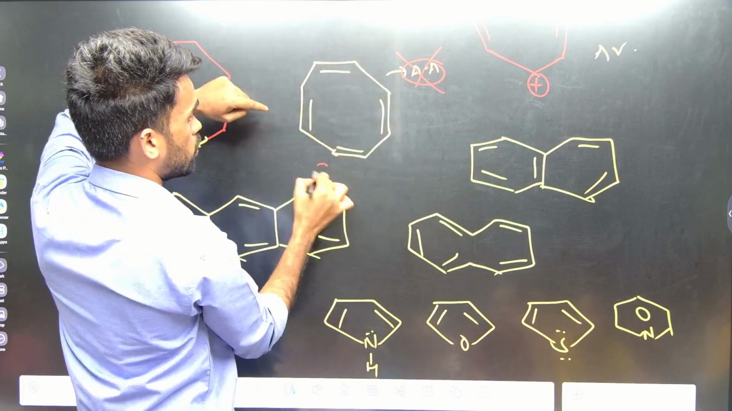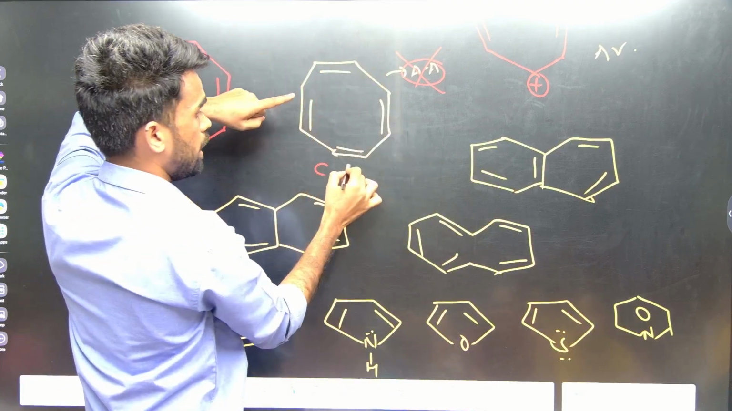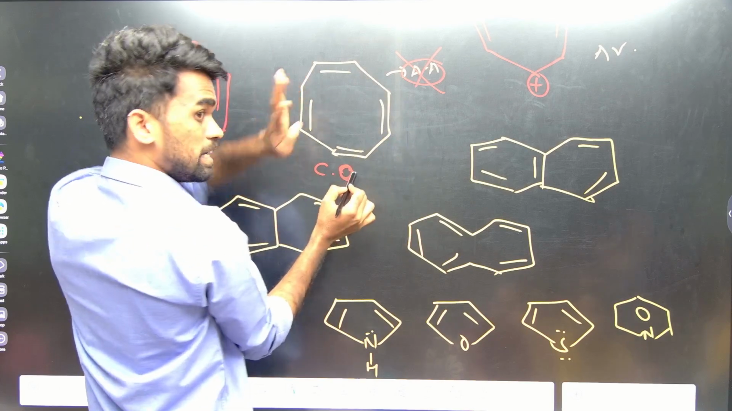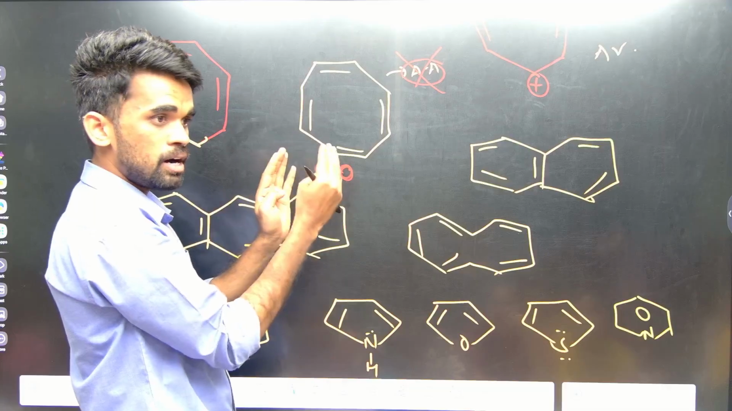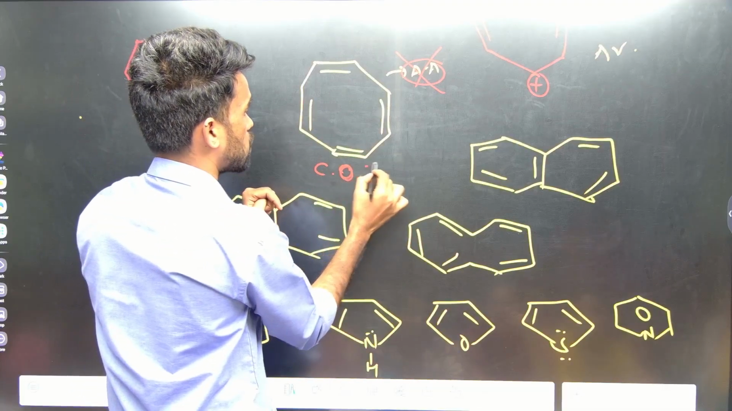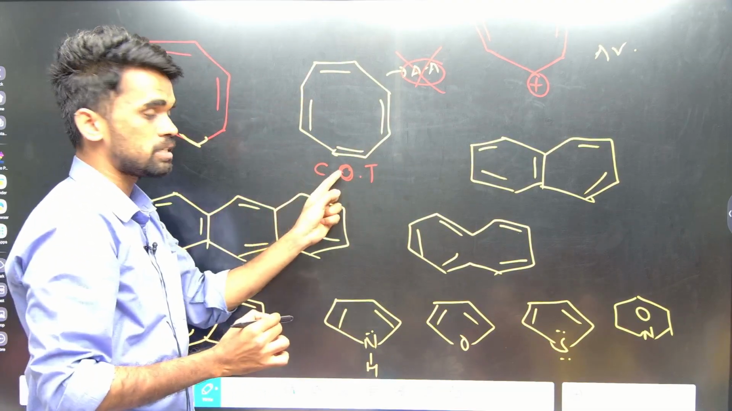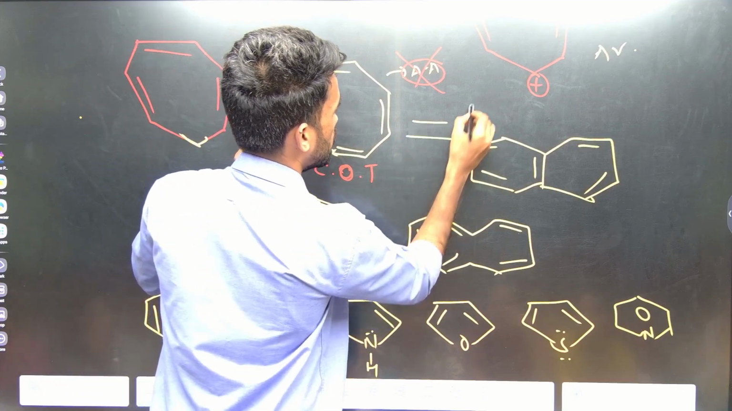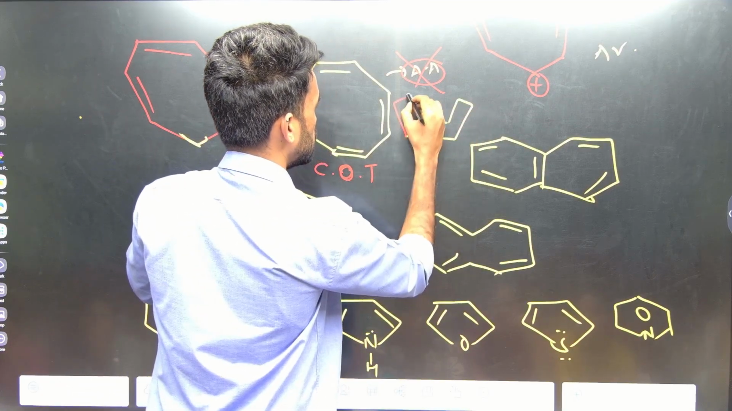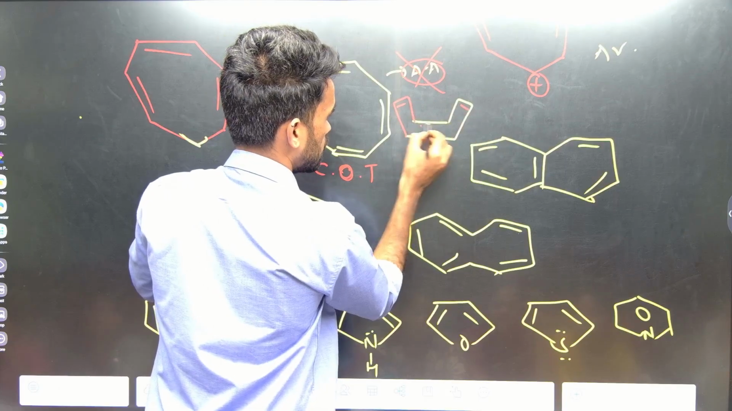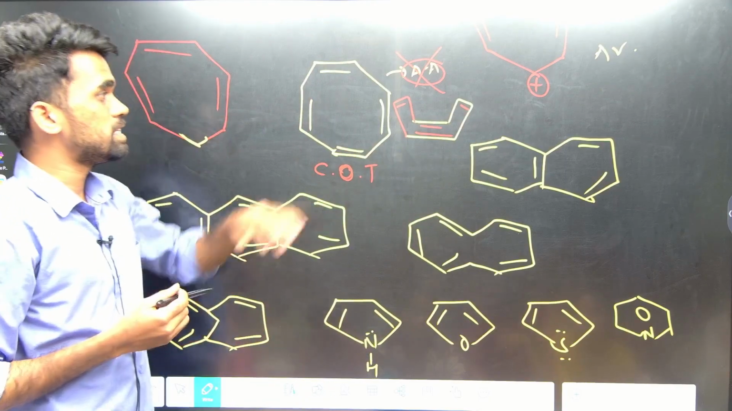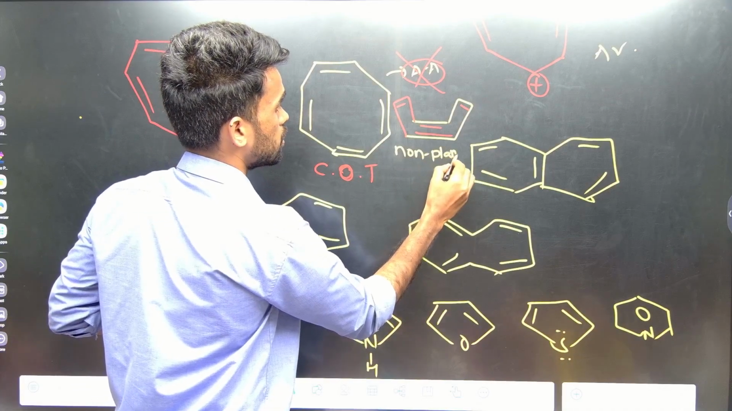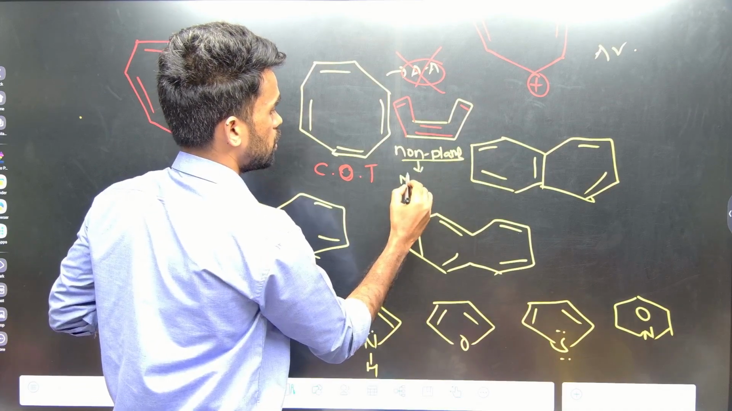see, cyclic compound, how many carbons are there? 8 carbons are there, octa. How many pi bonds are there? 4. Tetraene, cyclo, octa, tetraene. In the short form I am writing it as COT, C-O-T, cyclo, octa, tetraene. So this compound exists like a tub. How it will be? Like this. So it's a non-planar compound. If it is non-planar, non-aromatic.